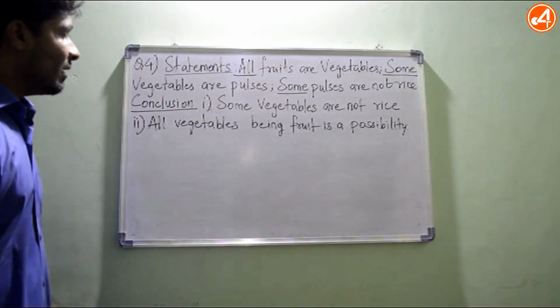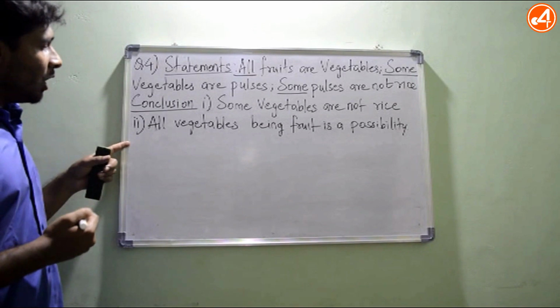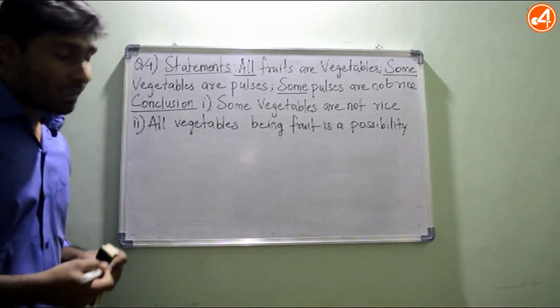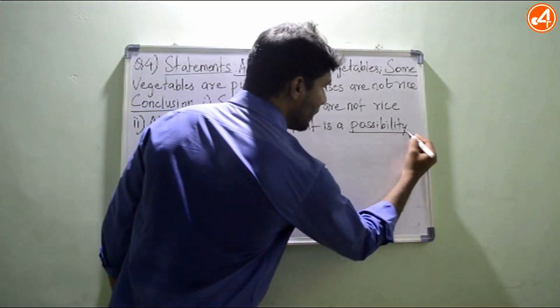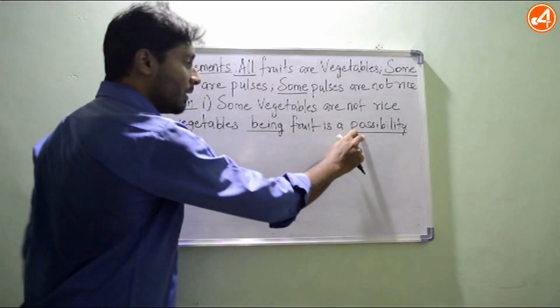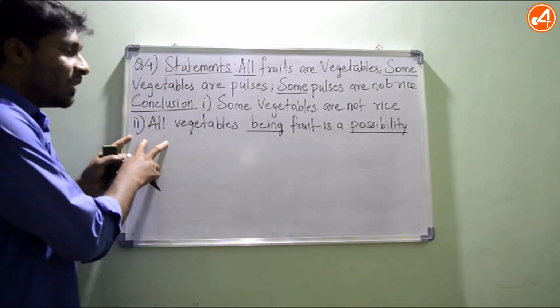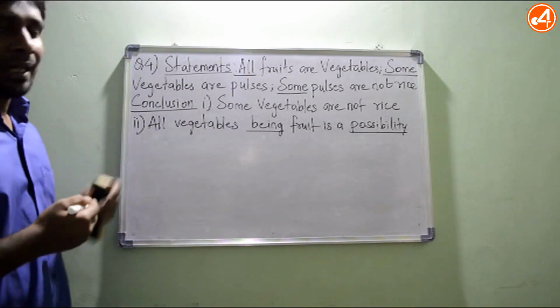Again, the conclusions are: some vegetables are not rice, and conclusion 2 states that all vegetables being fruit is a possibility. So this is one important kind of conclusion I am often getting in the bank exam. It's like using the word being and using the word possibility, and this conclusion is very important, and we can see it in an elaborate manner in the question. And again we can draw some diagrams.